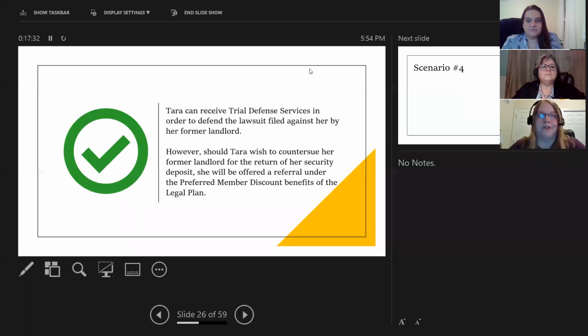And the answer here is yes, in order to defend the lawsuit that her former landlord filed against her. However, if she wants to countersue the landlord for the return of her security deposit, that portion of the action is considered a counterclaim, so that would be offered to her under the preferred member discount.